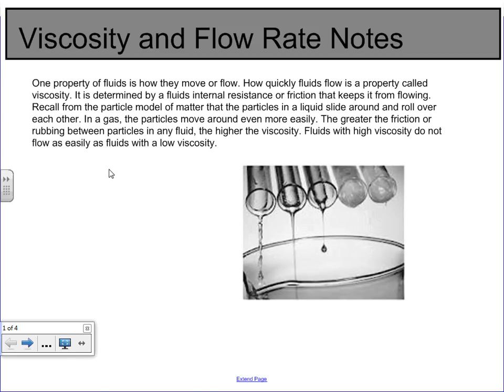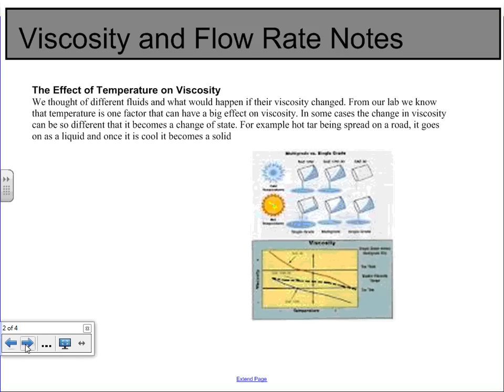Recall from the particle model of matter that the particles in a liquid slide around and roll over each other. In a gas, these particles move around even more easily. The greater the friction or rubbing between the particles in any fluid, the higher the viscosity. Fluids with a high viscosity do not flow as easily as fluids with a low viscosity.